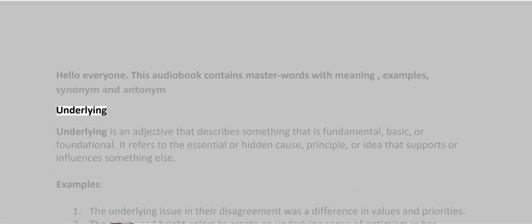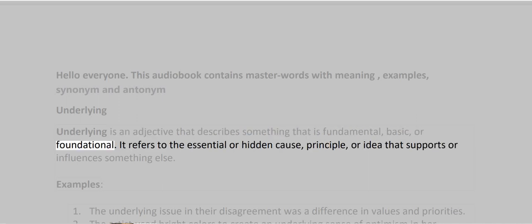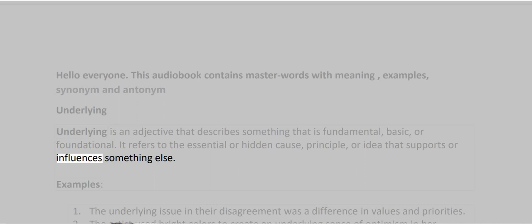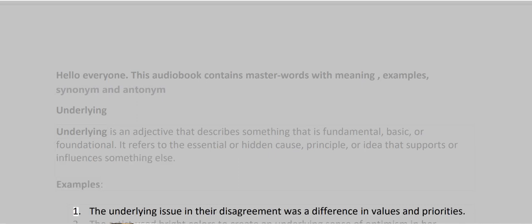Underlying. Underlying is an adjective that describes something that is fundamental, basic, or foundational. It refers to the essential or hidden cause, principle, or idea that supports or influences something else. Examples. 1. The underlying issue in their disagreement was a difference in values and priorities. 2. The artist used bright colors to create an underlying sense of optimism in her otherwise somber painting.